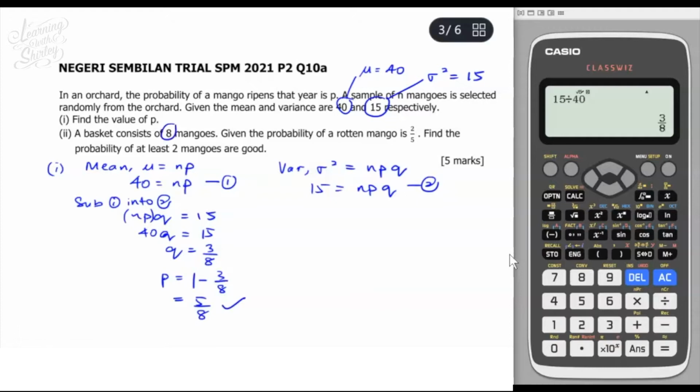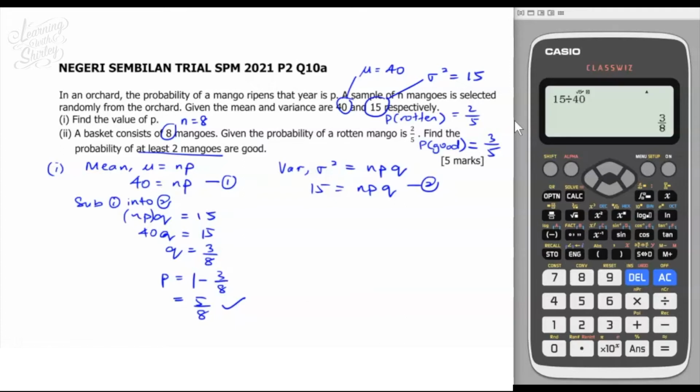A basket consists of 8 mangoes. So this one is your n. n is 8. Given that the probability of a rotten mango is 2 over 5. So this is a probability of rotten. So if probability of rotten is 2 over 5, which means that the probability of the good mangoes, meaning unrotten ones, will be 1 minus 2 over 5, which is 3 over 5, right? So if it's good, the good ones means not rotten, is 1 minus 2 over 5, which is 3 over 5. So find the probability of at least 2 mangoes are good. So at least 2 mangoes, which means that 2 or more mangoes are good.